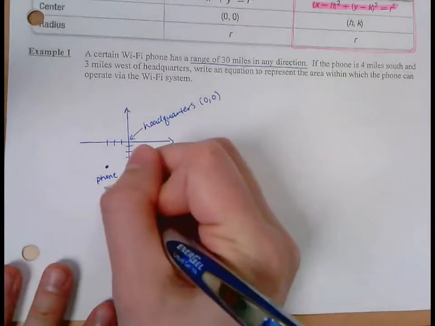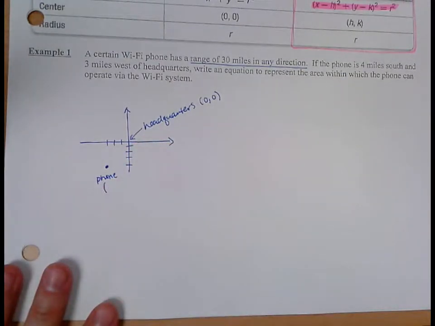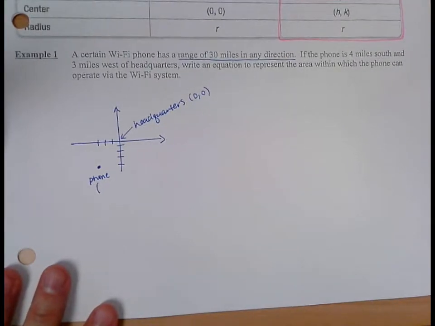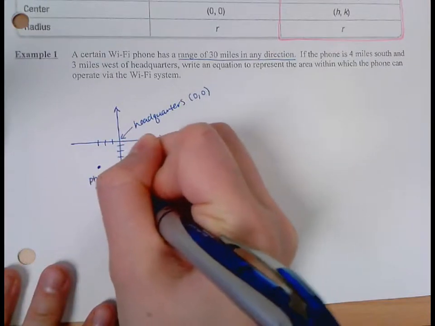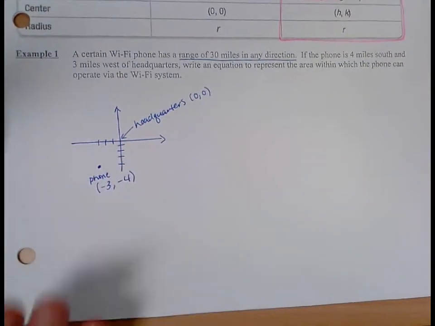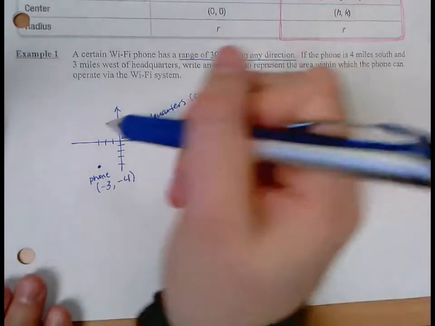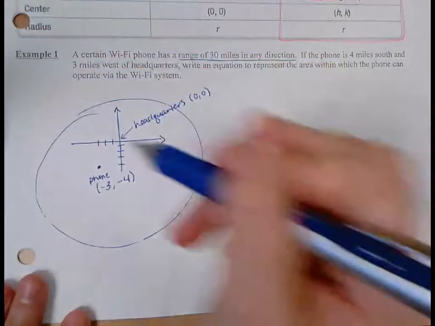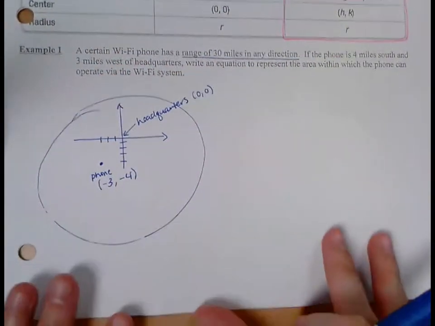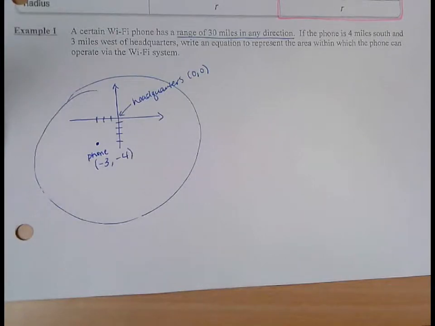I can say in relation to headquarters, this is where the phone is. So what ordered pair would the phone be at, by going 4 miles south and 3 miles west? Yep, -3 and then -4. And then if I go back to that first sentence, the range of the Wi-Fi is 30 miles in any direction, which is going to create a circle. This is not going to be to scale, but I would have a circle around that. It's a terrible circle, so don't feel bad with what your circles look like either.